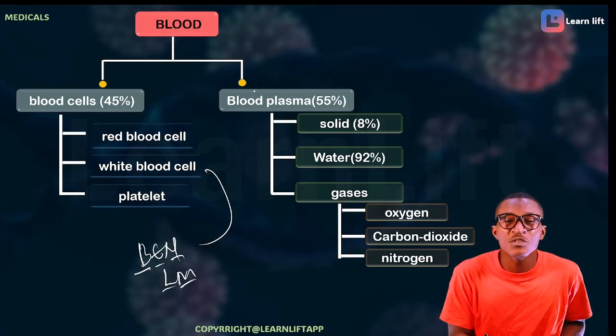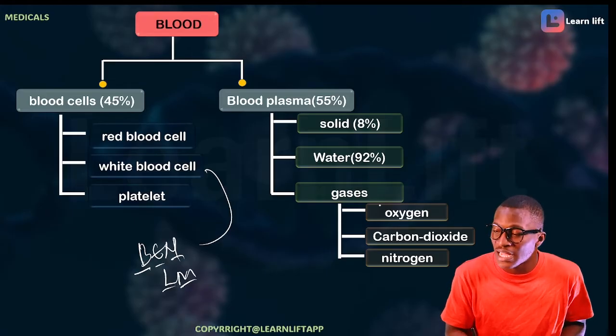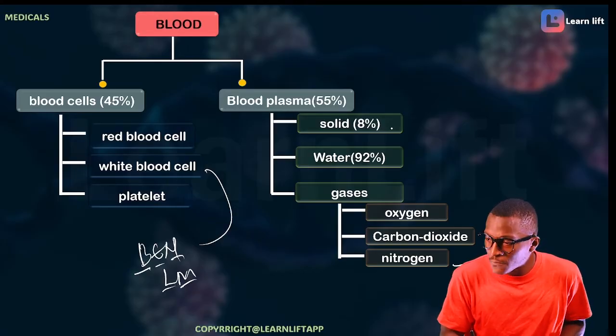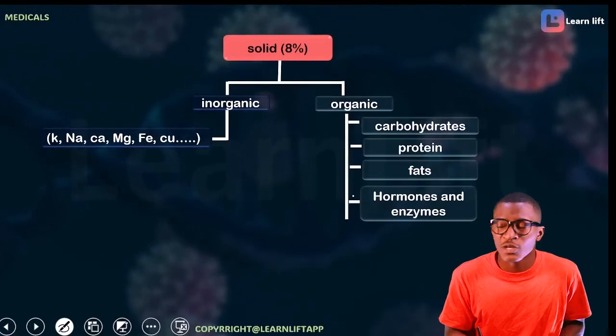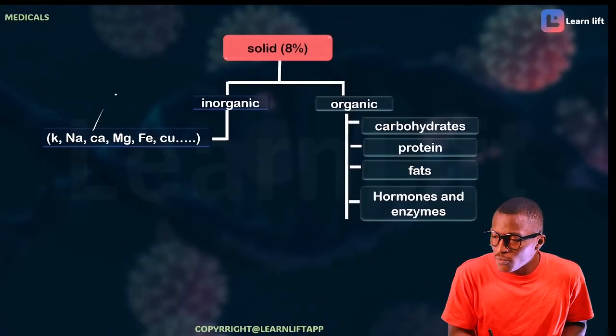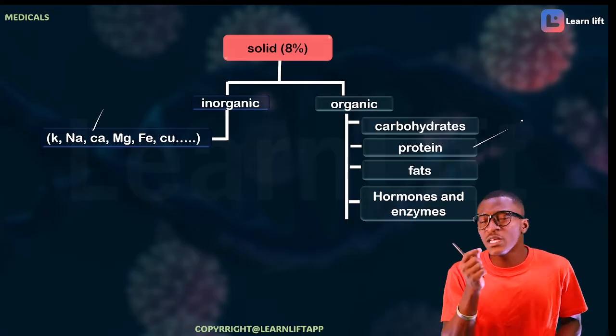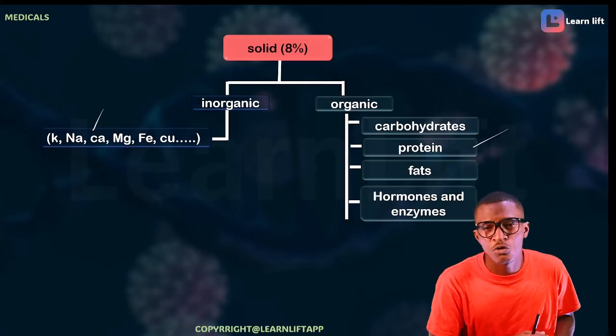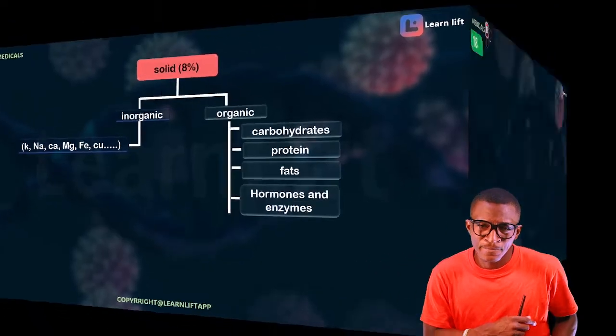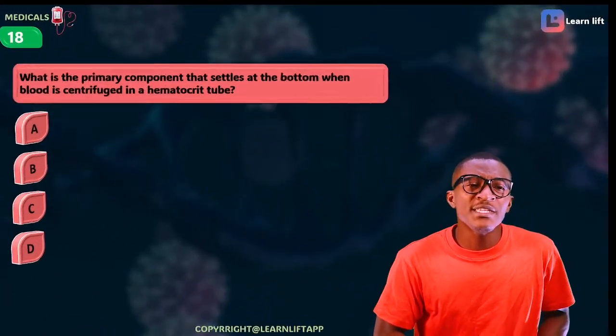But the question is, which of these is not plasma? Plasma has solid, liquid, and gas. Under your gas, you have oxygen, carbon dioxide, and nitrogen. So nitrogen was another option. If you go to your solid, solids are divided into organic and inorganic. There was calcium there. So calcium is inorganic, and you can see your protein and so on. So the answer that was not part of that distinction is monocyte. I hope you understand. Number 18.